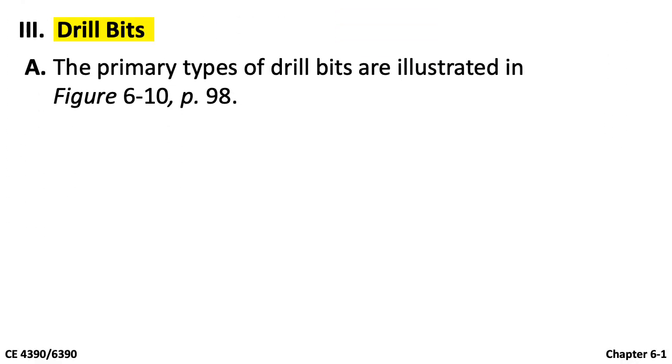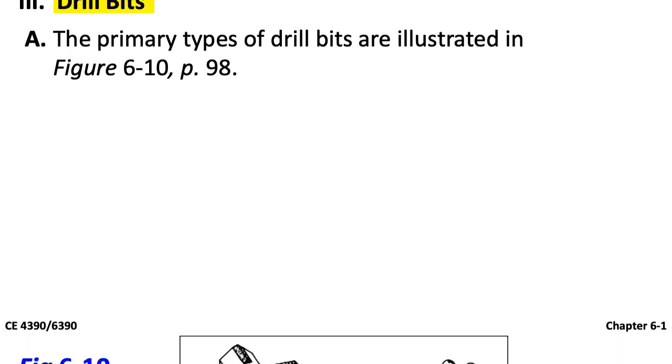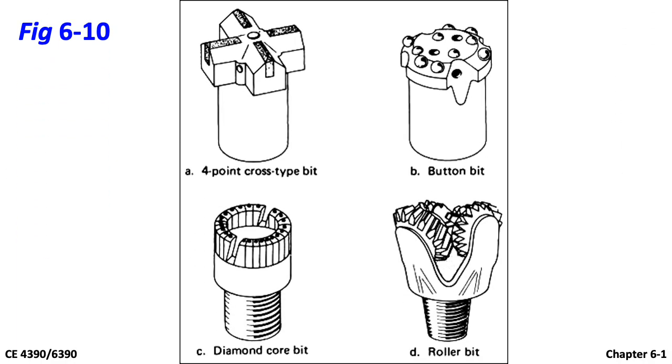Section 3, Drill Bits. There are a variety of types of drill bits. You can see Figure 6.10, page 98 in your textbook for some primary types of drill bits. As you can see here, the primary types of bits include A, cross-type bits, B, button bits, C, diamond core bits, and D, roller bits.